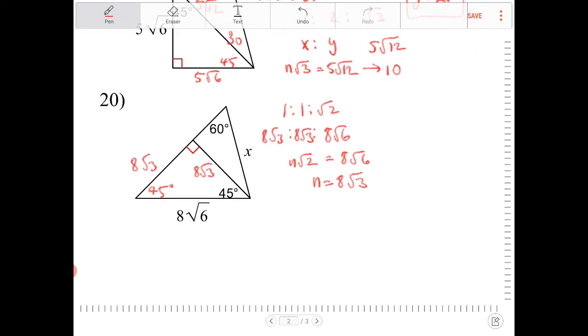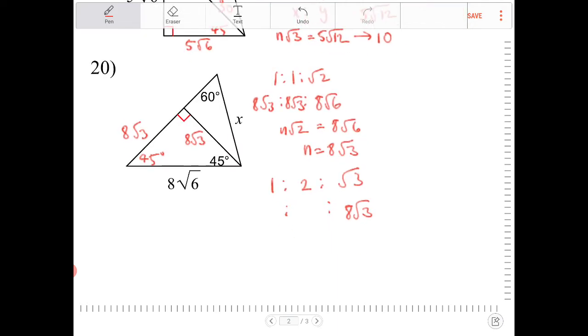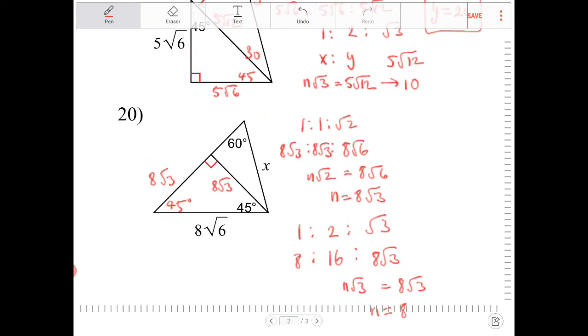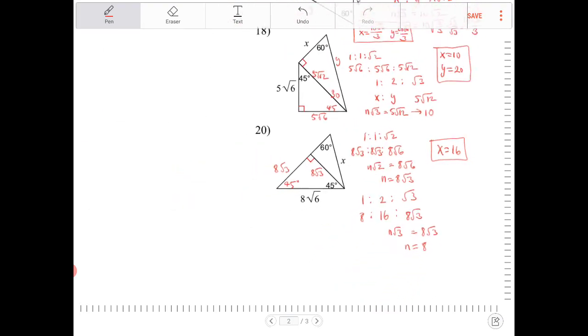So the second triangle there, I'm dealing with 30, 60, 90, so it's 1, 2, radical 3. The 8 radical 3, what does that correspond with? That corresponds with the radical 3 side there, right? So what am I multiplying to get 8 radical 3? I'm multiplying by 8. If I divide both sides by radical 3, I'll end up with n equal to 8. So what will be the other two sides? It'll be 8 and 16. So what is the value of x? X is equal to 16. There you go.